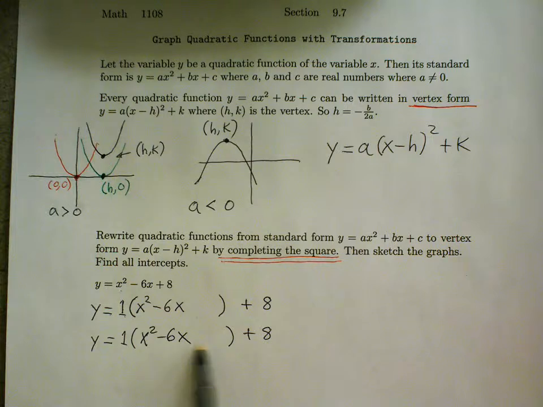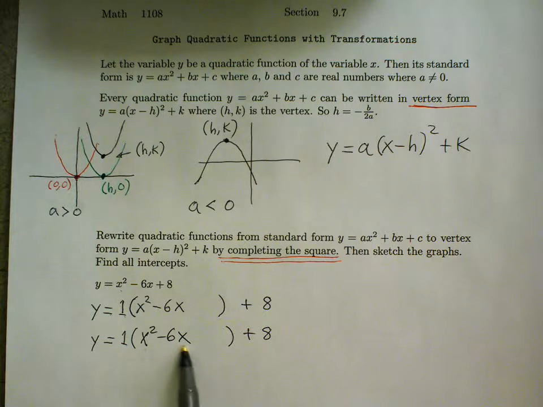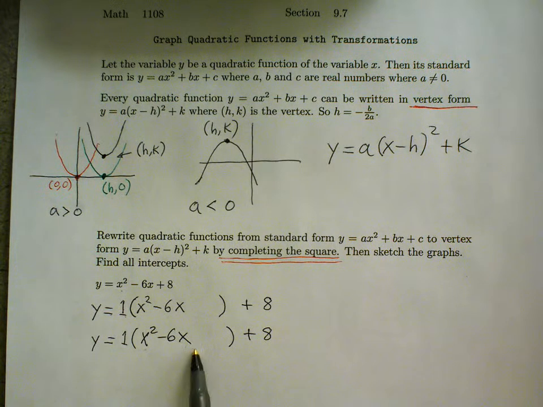What form will 0 take? Well, inside the parentheses, we have x squared minus 6x, and we're going to create a perfect square trinomial by adding a number to x squared minus 6x. We've done that before. We've learned how to do that before. So if we have x squared minus 6x, how do I know what number to add to get a perfect square trinomial?